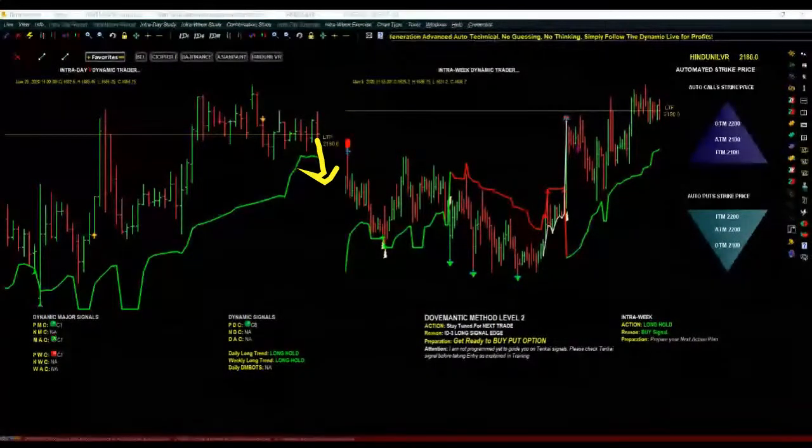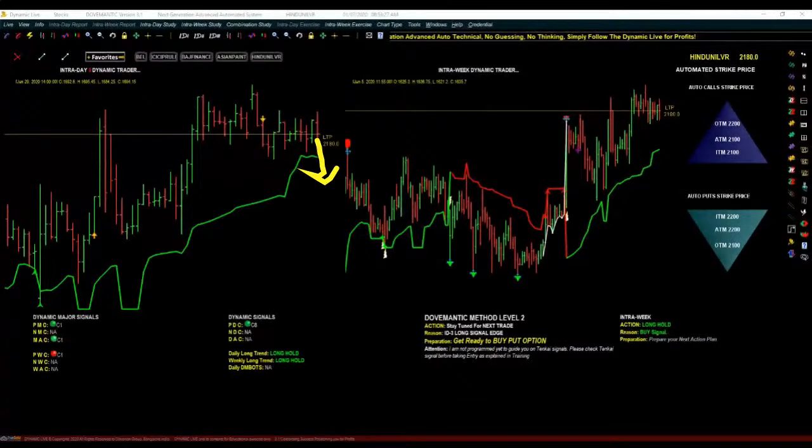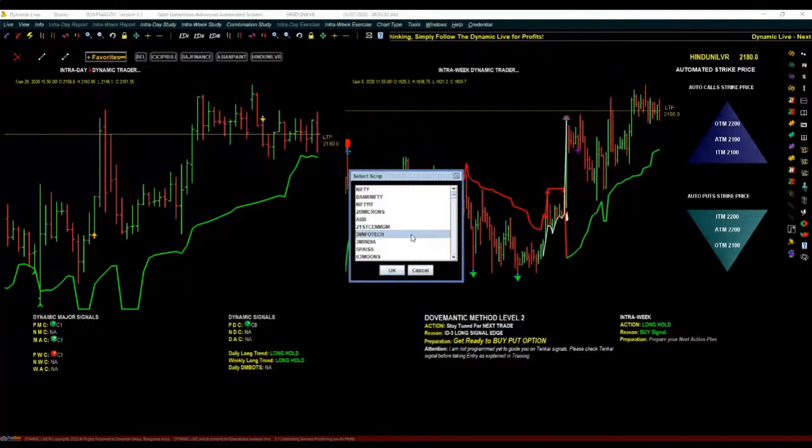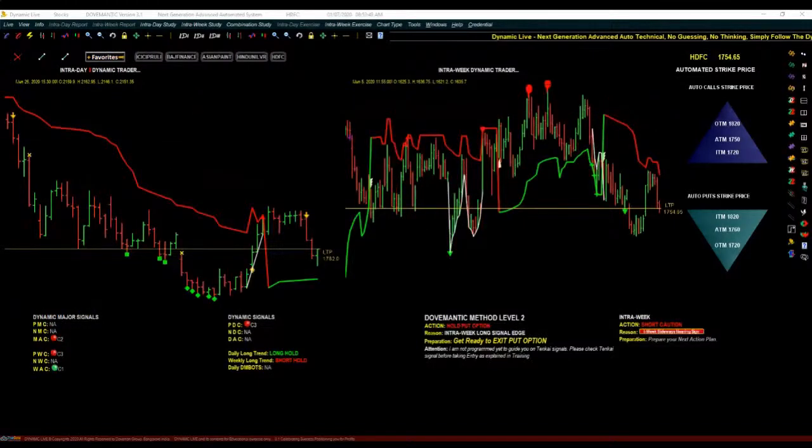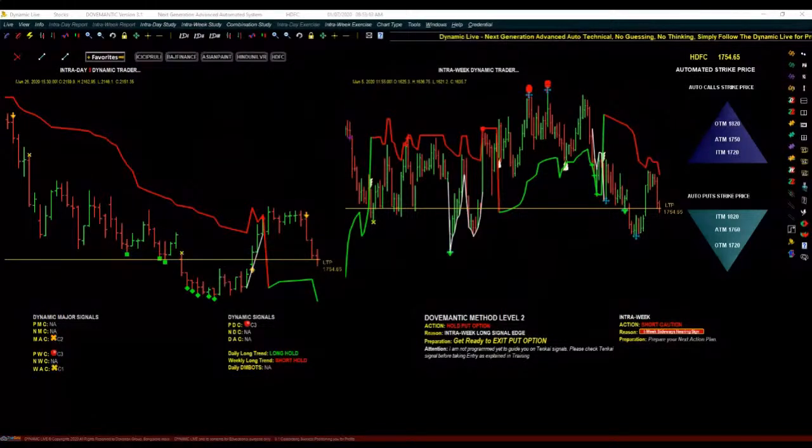And the next script that you have asked is HDFC, isn't it? So let us check HDFC. Well, there is a case of HDFC here. Just give me a second.